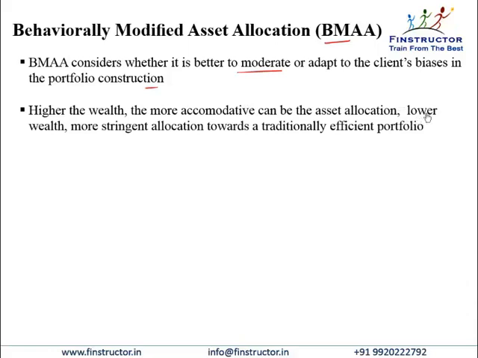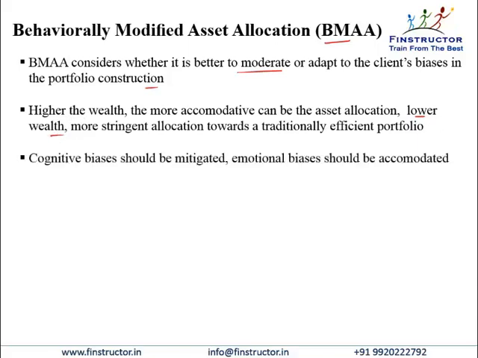If the investor, however, has lower wealth, then you have to be more stringent and you have to focus the portfolio towards efficiency so as to meet his needs, because he does not have the luxury of deviating a lot as his wealth is already not very high. Generally speaking, cognitive biases should be mitigated, emotional biases should be accommodated.